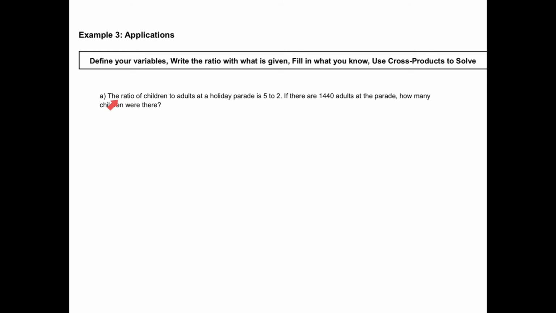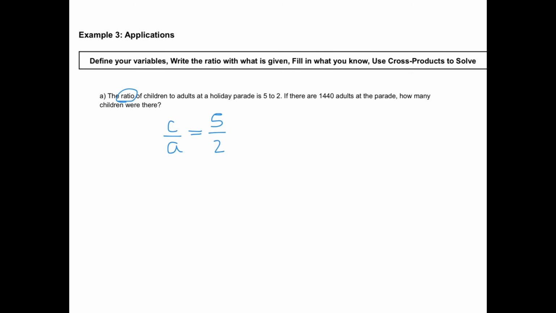So let's look at this one. The ratio of children to adults at a holiday parade is 5 to 2. So I'm going to stop right there. That first sentence tells me that the ratio, again, that's the fraction, of children to adults is 5 to 2. So we're going to follow the order that it says. It says children to adults, so C to A means that it's 5 to 2, so the 5 goes with the children, the 2 goes with the adults.